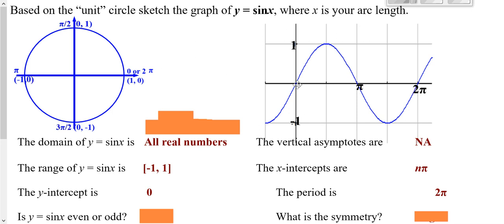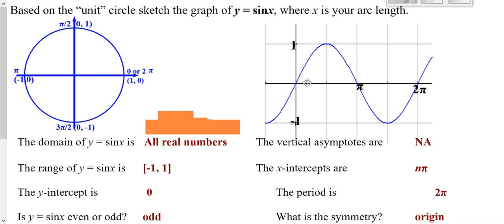Now, we would say your sine function is symmetrical about the origin. So if you take this, rotate it 180 degrees about the origin, you will get the rest of your sine curve over here, which means it is an odd function.